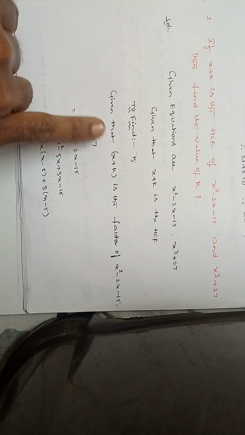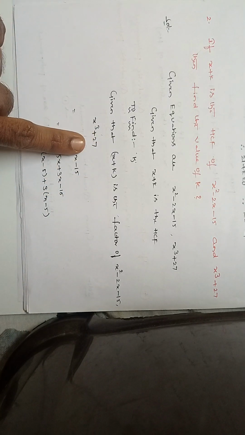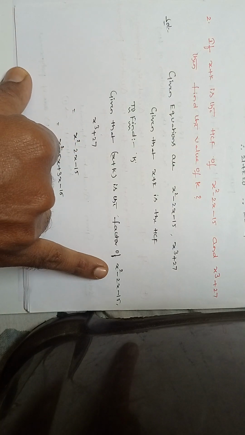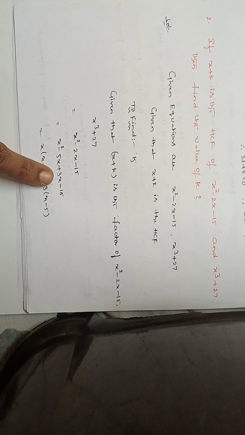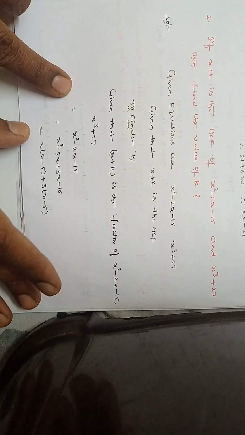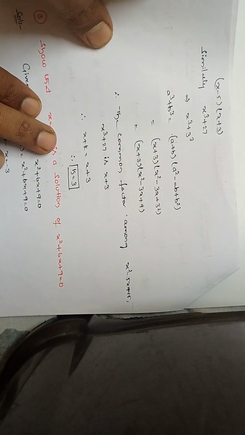Okay. So given that x plus k is a factor of x square minus 2x minus 15 and x cube plus 27, guys. So first take the first polynomial and take the factors of 15. The middle term is 2. 5 minus 3 is 2. Therefore we get x minus 5 and x plus 3. So the zeros of the first polynomial are x equal to 5 and x equal to minus 3.